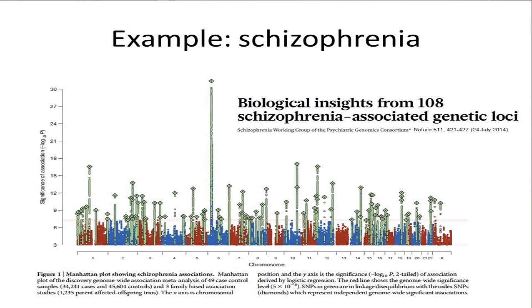So for schizophrenia, 3 years ago, in 2014, there was this paper from the consortium which combined data from about 40 different centers. The combined sample size was, I think, almost 40,000 patients and an even larger number of controls. And using that big data set, they found genome-wide significant association at 108 independent genetic loci. This is the Manhattan plot.